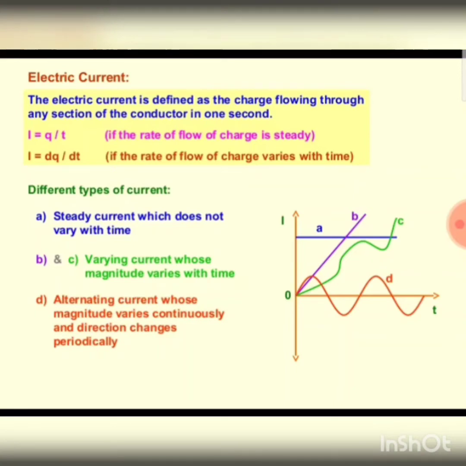Different types of current: steady current, which does not vary with respect to time, and diagrams B and C represent the varying current whose magnitude varies with respect to time, and diagram D represents the alternating current whose magnitude varies continuously and direction changes periodically. So you can differentiate the different types of current with the phasor diagram.